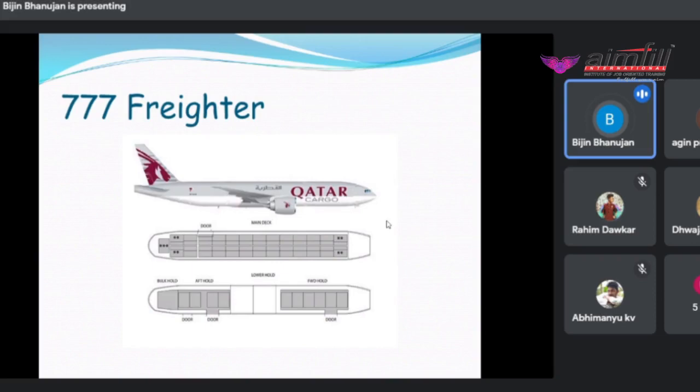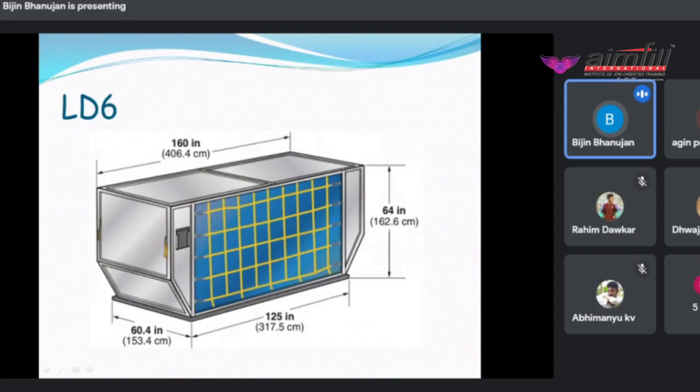Next we'll have LD6. LD6 is a combination of two LD3s. It will be termed with the letters ALF. So A, as you all know, is standard container. L will be the base dimension, that is 60.4 by 125 inches. You can ask me a question: two LD3s make one LD6. In LD3 we have a base of 61.5. If you add that twice, you will have 123 inches.